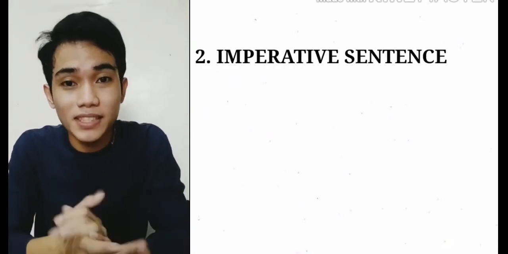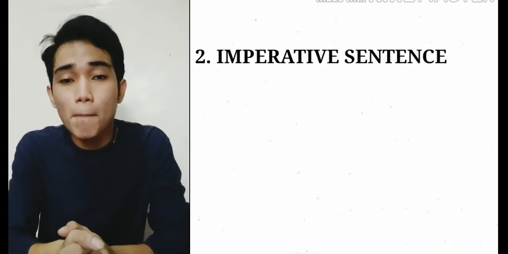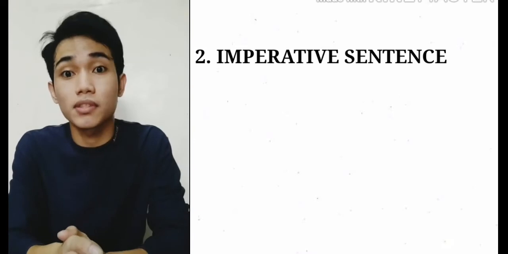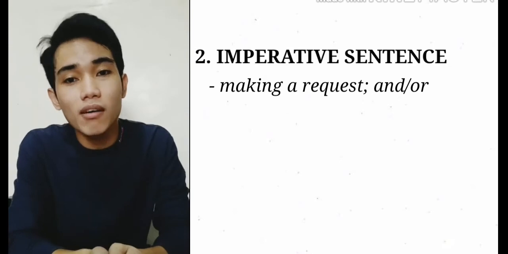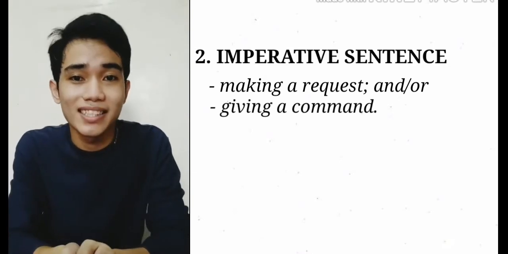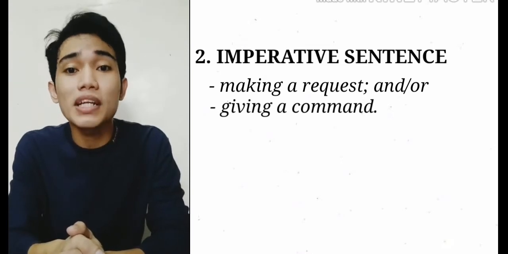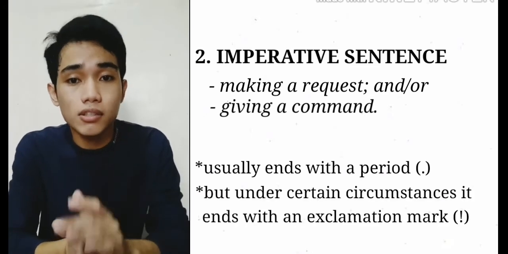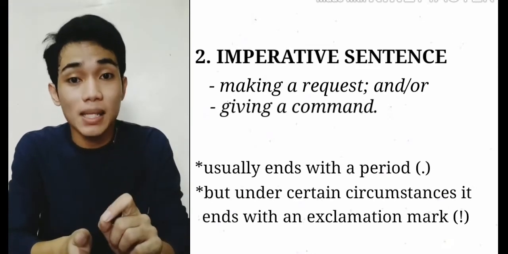The second type of sentence is what we call the imperative sentence. Also, it's very much easy to understand and to remember because when we use an imperative sentence, there are only two things that we have to remember. It's either we are making a request or, number two, we are giving a command. This type of sentence usually ends with a period, just like the declarative sentence. But under certain circumstances, it usually ends with an exclamation mark.